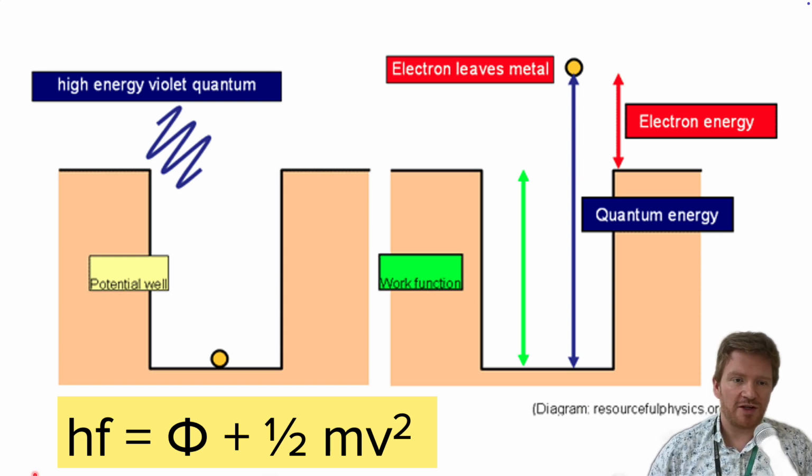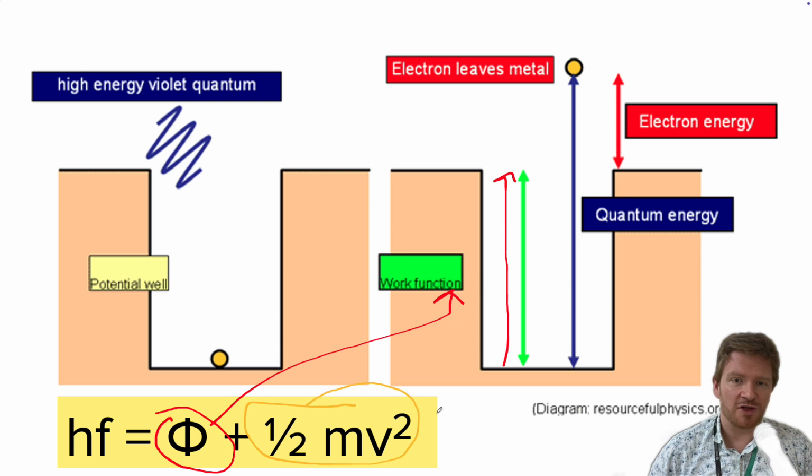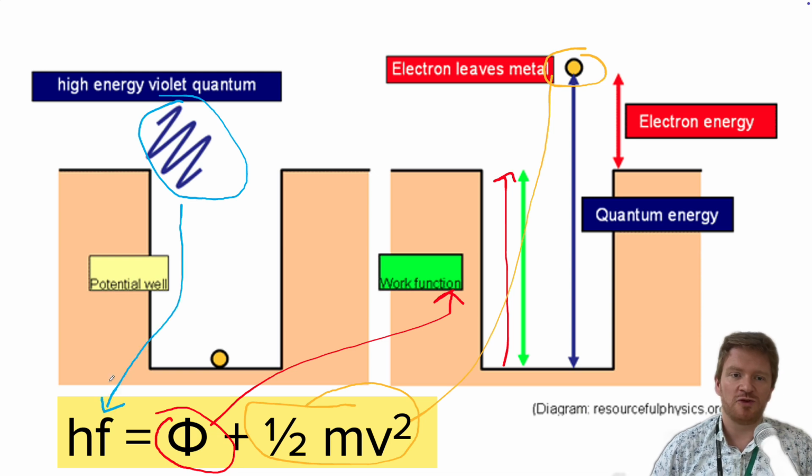What we can say is that this work function phi, that is the energy needed in order to escape, right? That's this green, or what I've just drawn with the red line. So I have energy left over, and that energy left over is going to be kinetic energy in the particle. So the hf part comes from the photon itself. We've said that the energy of a single photon is hf.